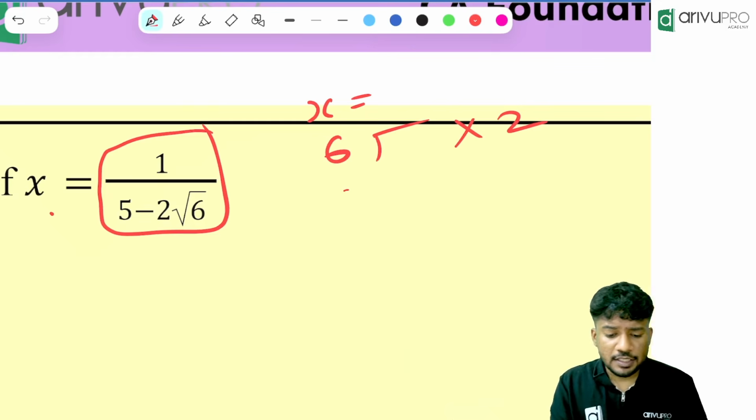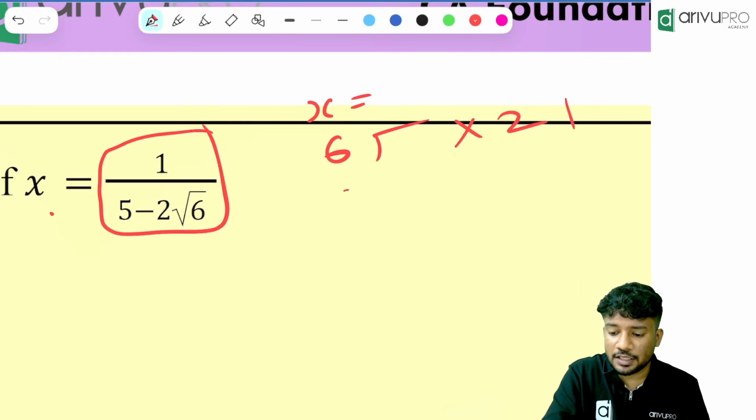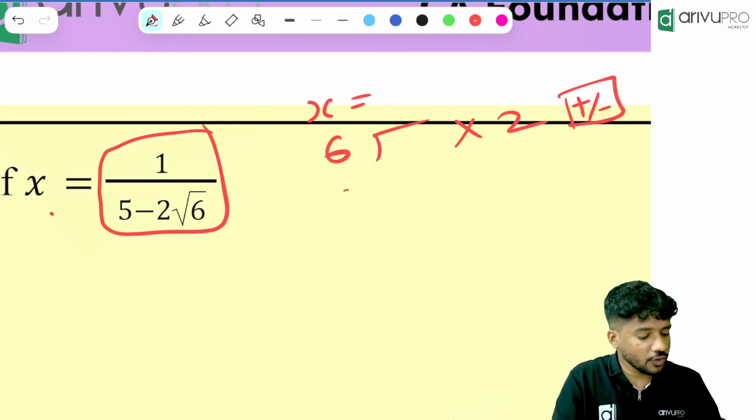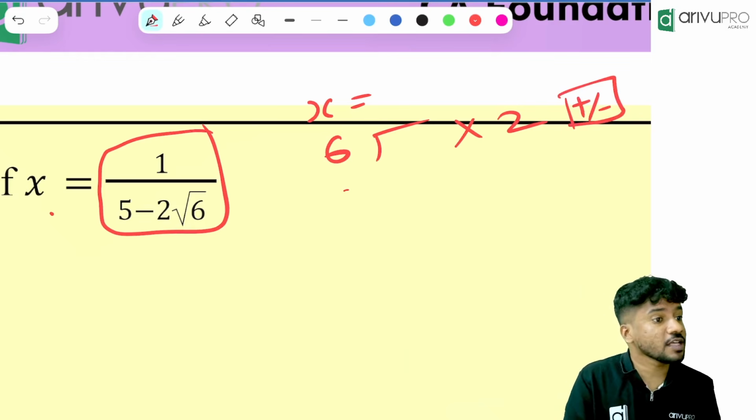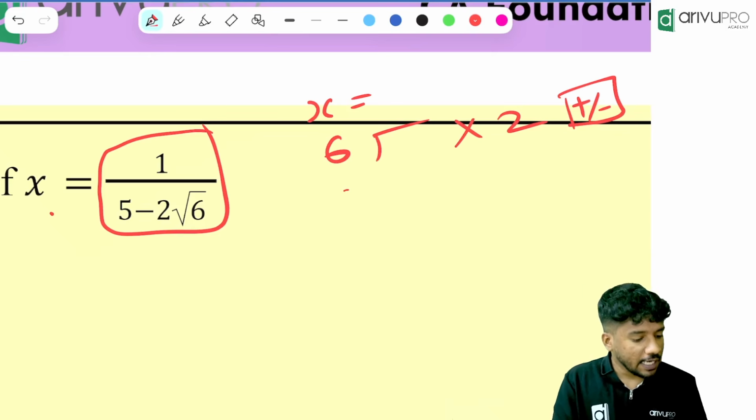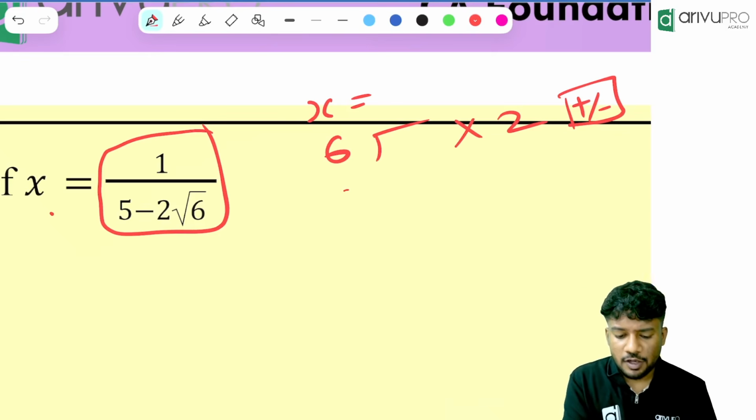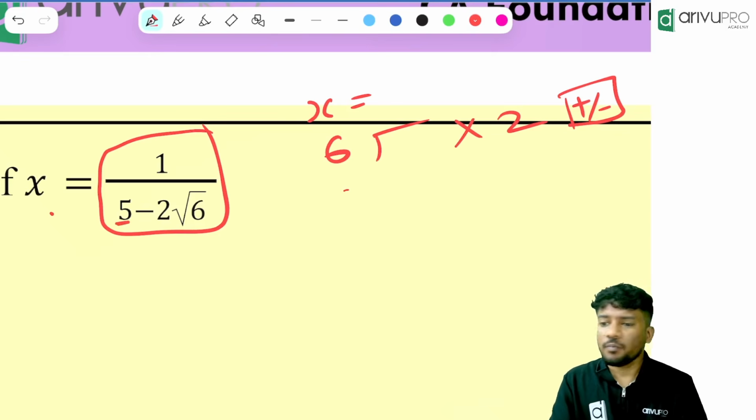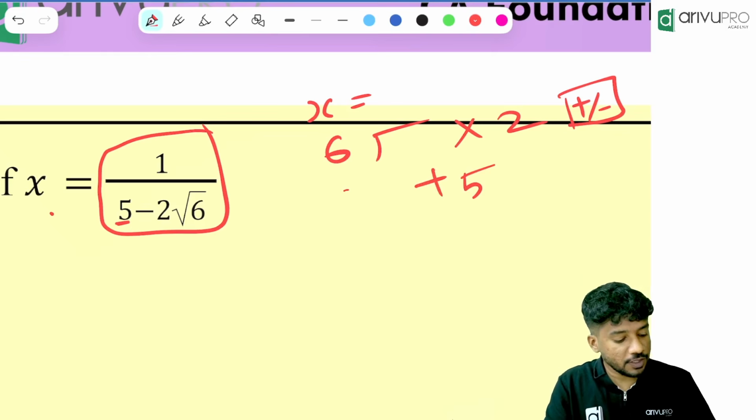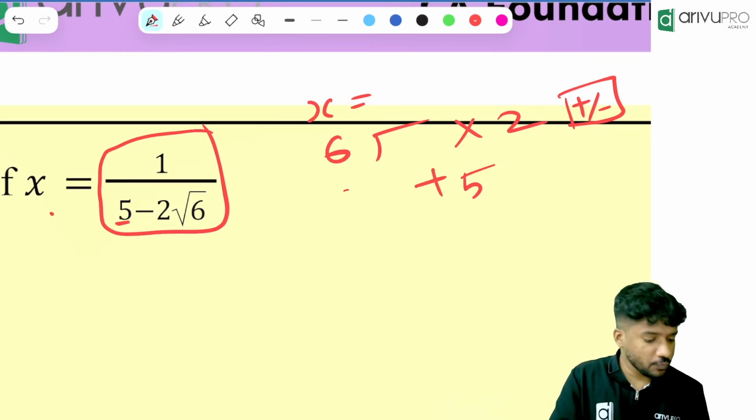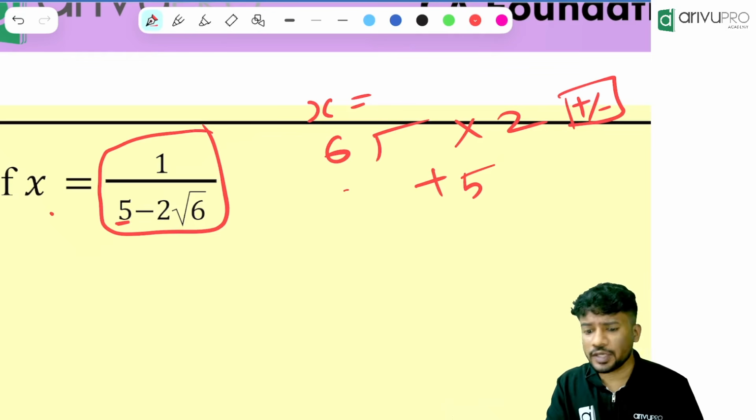Everyone is getting that. Then what is the sign in front of this? Minus sign. So you will click the plus or minus sign on your calculator. Everyone's calculator will have a plus or minus sign. Now you got it as minus 898979 something. Then what is the sign in front of 5? Plus. That means you will add 5. Type plus 5. You got 0.101020 something on your calculator.